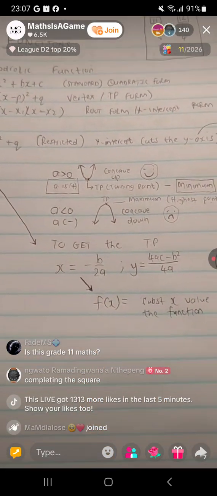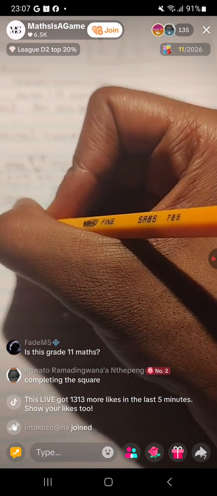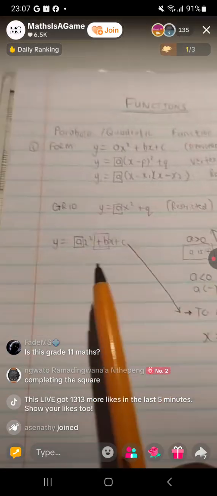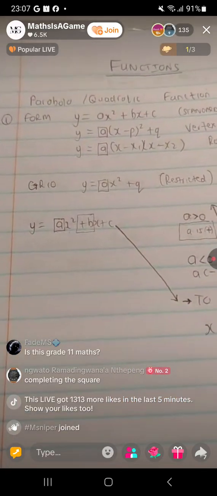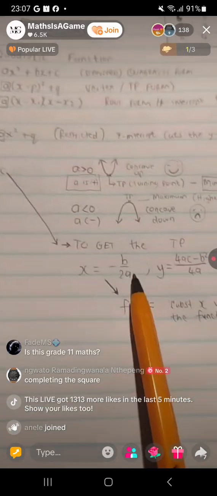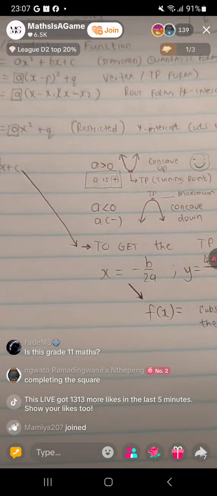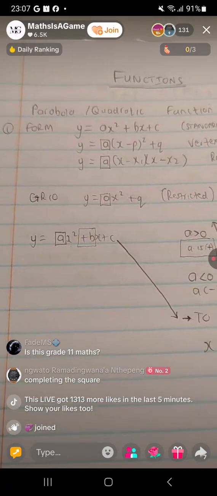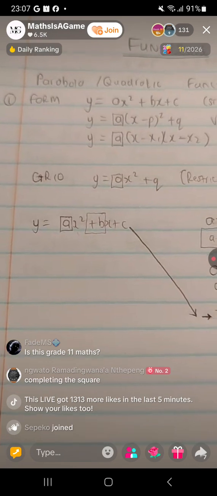Right? And rightfully so, as Ngwato is saying in the comment section, if using the formula is difficult for you, you can always complete the square of the expression, which is not something I particularly advise, because we have a formula that we can always use to get the x value and the y value. But of course, there are situations that may need you to complete the square of the expression, as Ngwato in the comment section is suggesting.